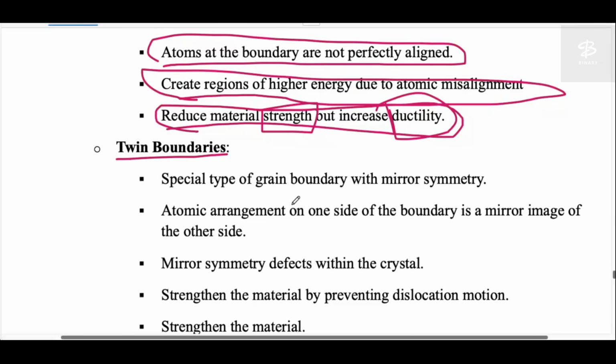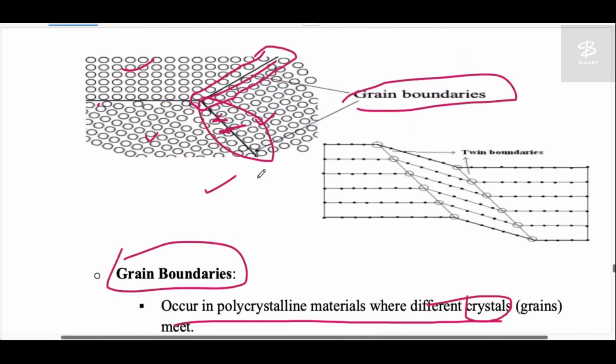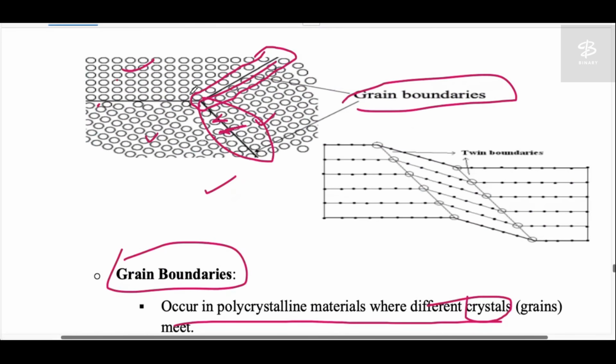What is a twin boundary? A twin boundary is a special type of grain boundary. Grain boundaries have an irregular fashion. There is no such pattern, there is no such fashion. There could be anything; it is random grain boundaries.